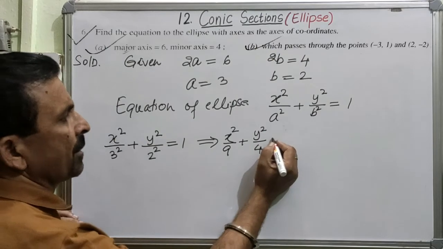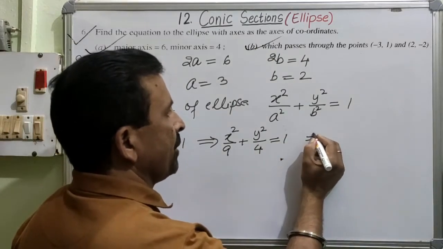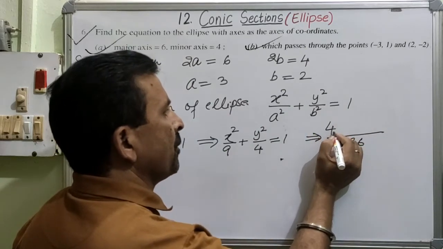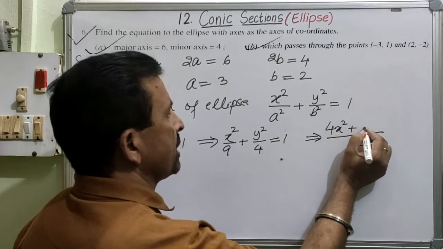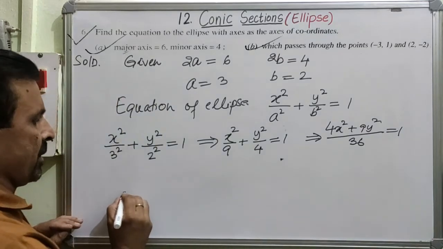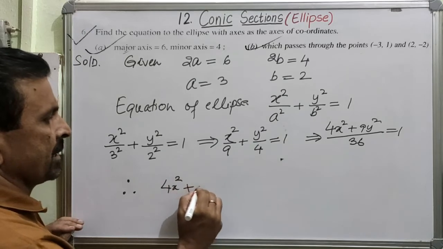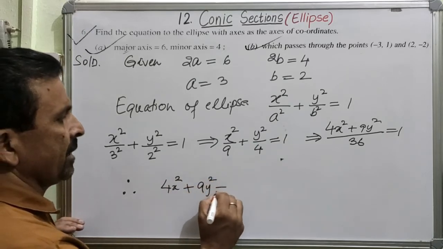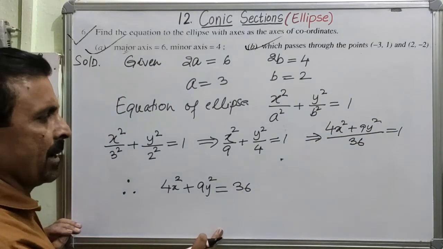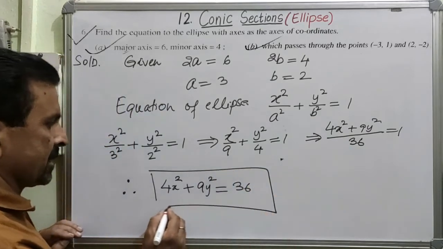Now these are the two fractional numbers. Let us simplify, combine, and then make this equal to 1. The LCM will be 36, and then cross multiply: 4x square plus 9y square is equal to 1 times 36. Therefore your final equation of the ellipse is 4x square plus 9y square is equal to 36. 36 will go to the right hand side, multiplied by 1, so it becomes 36. So this is the equation of your ellipse.